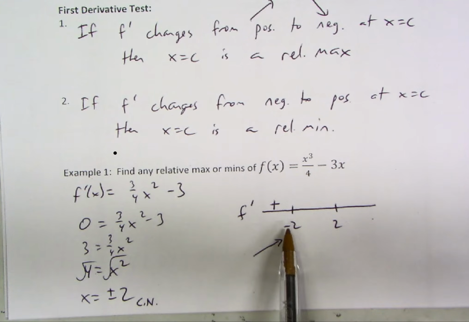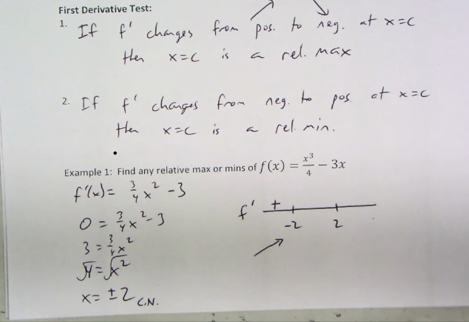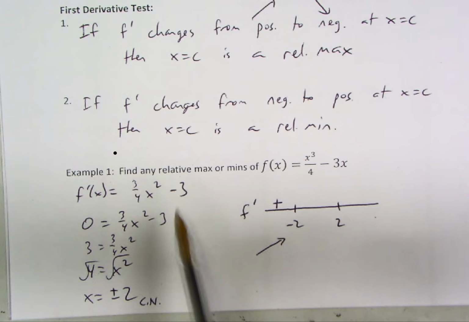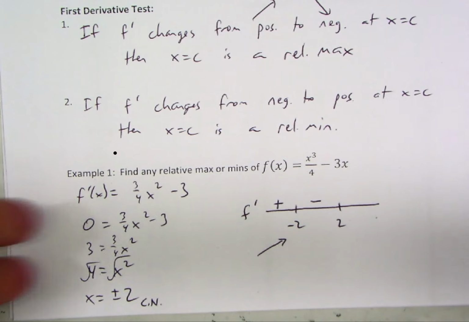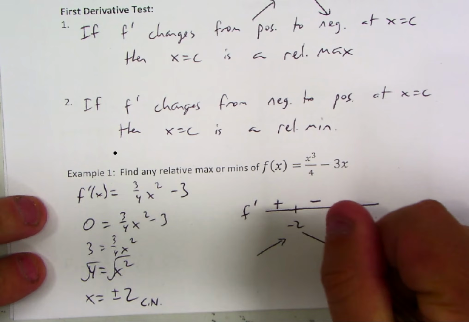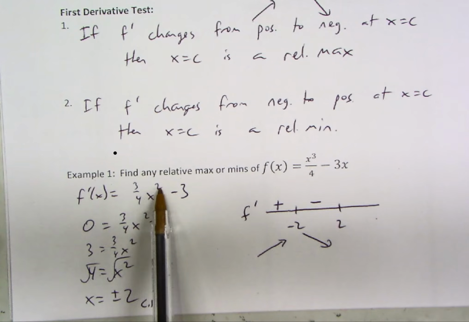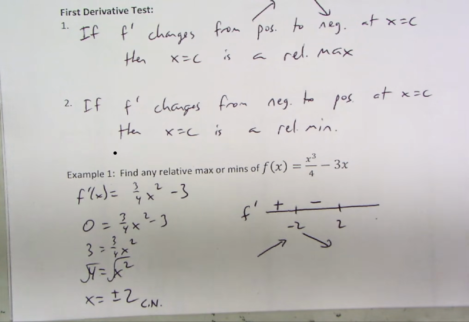Now I pick a number between -2 and 2. So when you can use 0, I would use 0. I'm going to plug 0 into f prime. And I get -3. So f prime is negative in this interval, which means f is always decreasing. Then I'm going to plug in a big positive number, so a billion. A billion squared times 3/4 minus 3, it's positive.